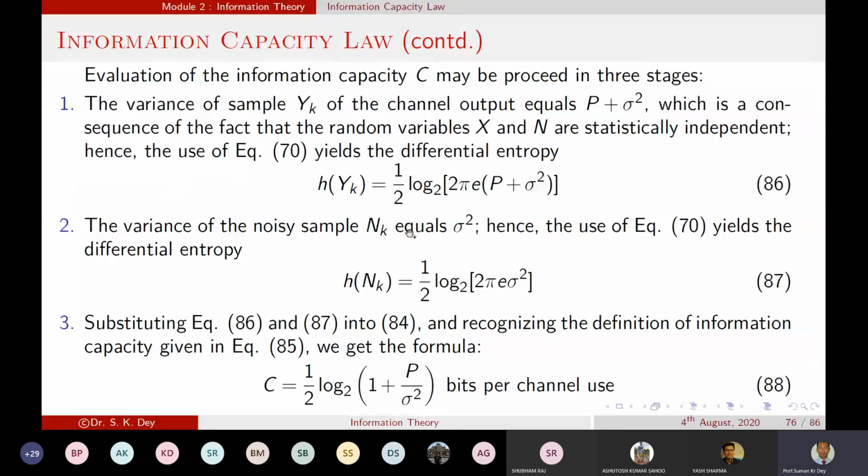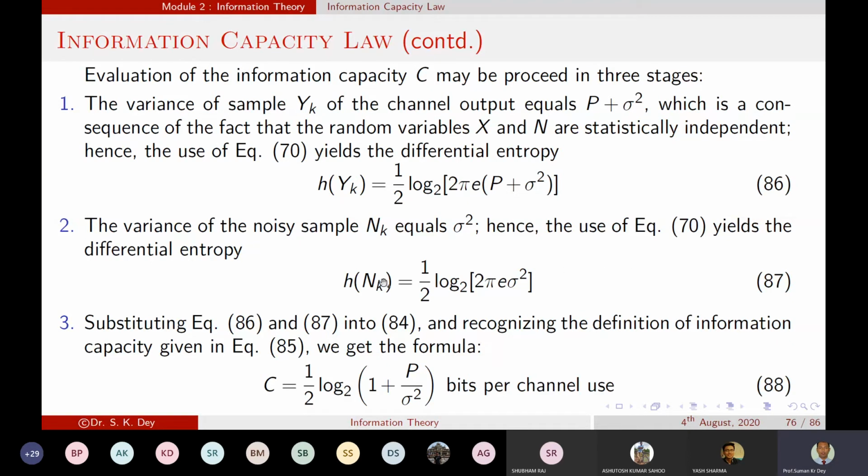Second, the variance of the noisy channel nk equals sigma square, and hence from equation 7 we can also write h of nk equal to this term. So we need to find the variance of two signals. One is for yk, where the variance equals P plus sigma square, and the variance for nk equals sigma square. Now if we replace the variance values in equation 70, we will get these two equations.